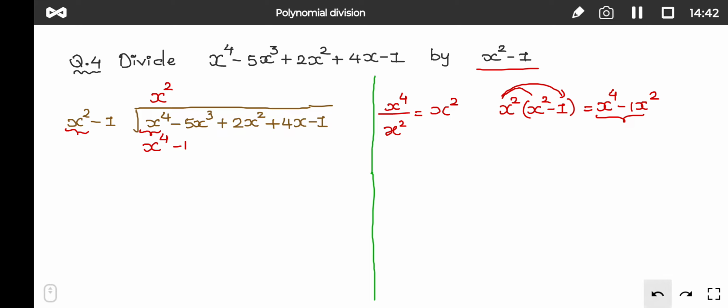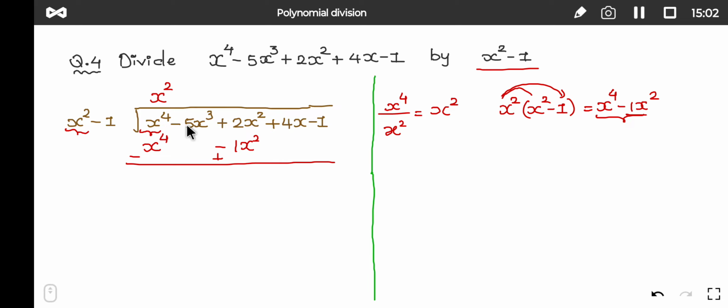So we have to write the x square term below the x square term only. So this minus 1x square we will write below the x square term, which is 2x square. You have to leave this space as it is. Now change the sign: this is minus, this becomes plus. Okay, so whatever term is remaining will be as it is. So minus 5x cube as it is, then plus 2x square plus 1x square, that will be plus 3x square, and this plus 4x and minus 1 is also as it is. Okay, so this is a new thing.